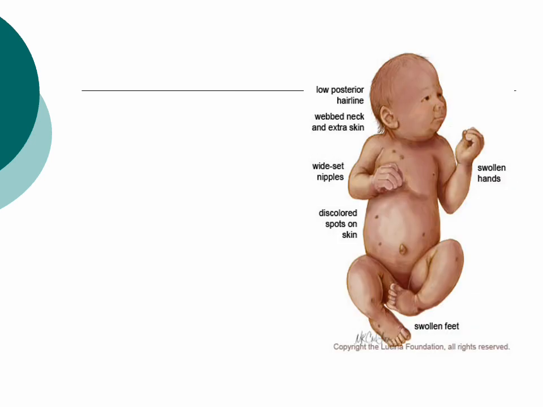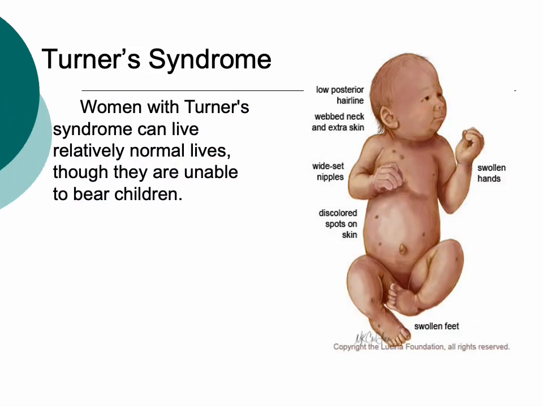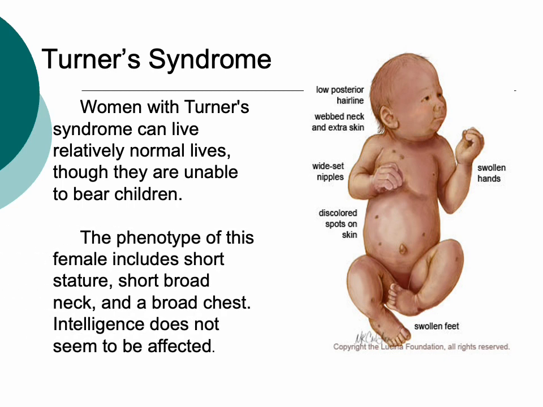What are the characteristic features of Turner syndrome? In Turner syndrome, these are women. Okay, they are females, because of course there's no chromosome Y. They can live relatively normal lives, though they are unable to bear children. The phenotype of these females includes short stature, short, broad neck, and broad chest. And intelligence seems not to be affected.